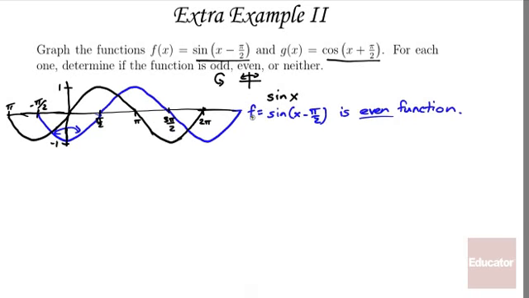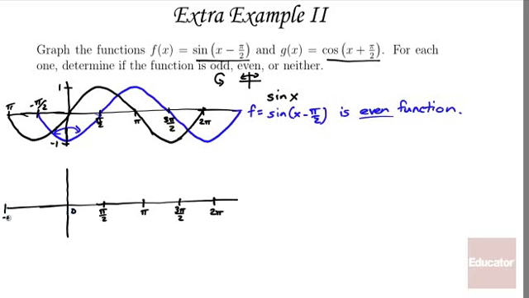So let's move on to g of x, that's cosine. Again, I'll start with the cosine graph that I've memorized, and hopefully you have too. There's pi, 2 pi, 3 pi over 2, pi over 2, 0, negative pi over 2, 1, and negative 1. That's a little low. Let me draw that a little higher.